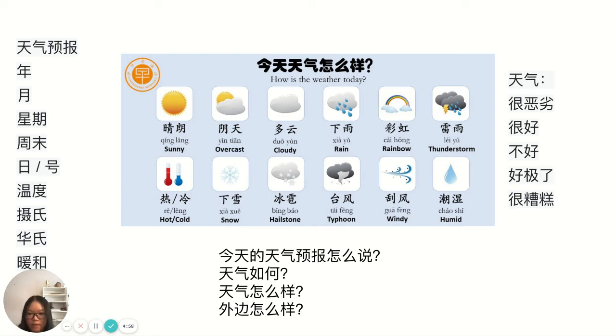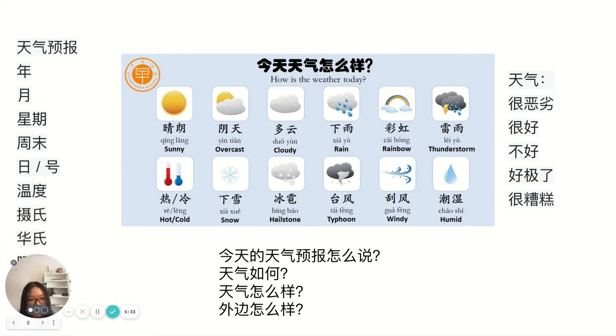Now let's go over temperatures. So temperature in Chinese is 温度. So you can have it be very hot, 热, or 冷, which is cold, or 暖和, which is warm. There's also Celsius, so 摄氏温度, Celsius degree, and then there's 华氏温度, which is Fahrenheit degree.